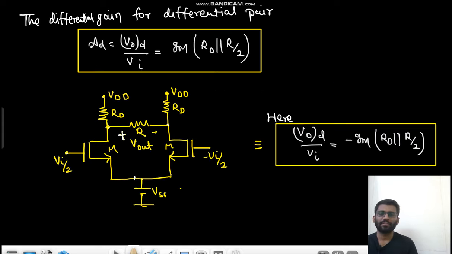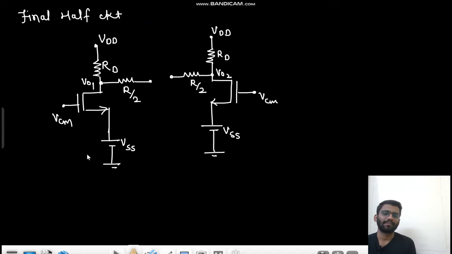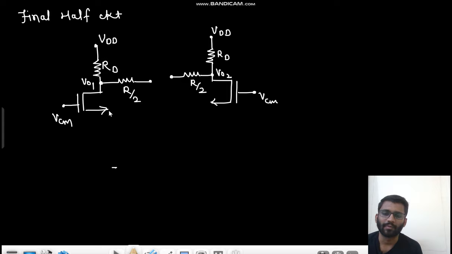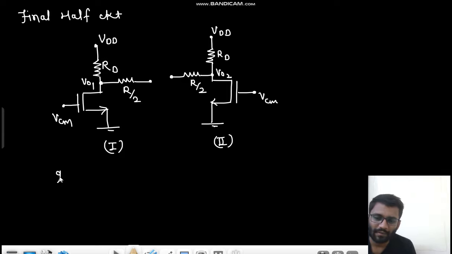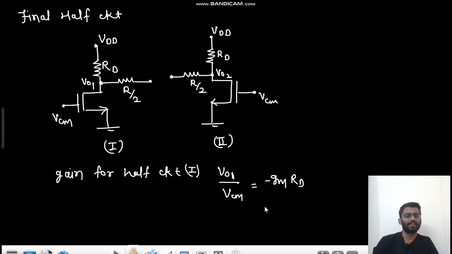Now, in the previous analysis, what did we do? Now we can replace these as short circuit as well, right? So this will be shorted, this will also be shorted. I will make both of them short circuited. So again, gain for half circuit 1. What is output for half circuit 1? V0 1. What is input? VCM. What is the gain? Minus GMRD. That's the total gain.